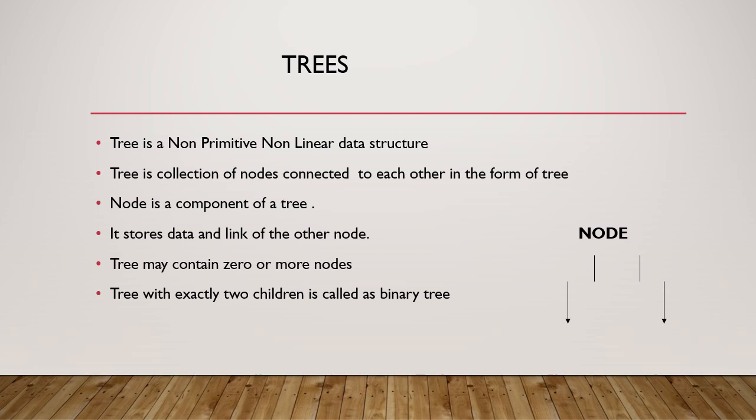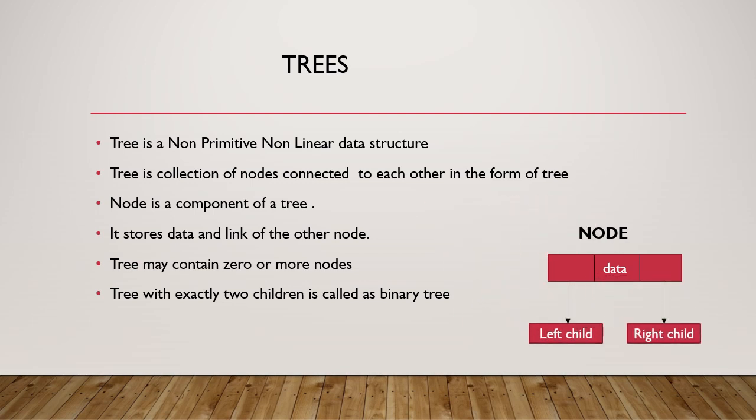Okay? Tree is a non-linear data structure where tree is a collection of nodes. So we know that a node is a component of a tree and the node can store the data and the link to the other nodes. Tree may contain 0 nodes or more nodes. Tree with exactly 2 children is called as binary.